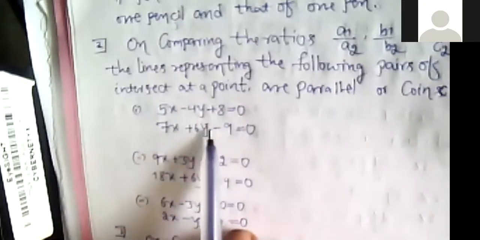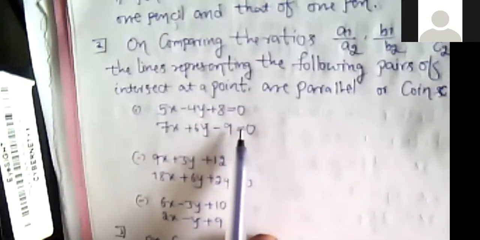Like the first problem, 5x minus 4y plus 8 is equal to 0, and 7x plus 6y minus 9 is equal to 0.